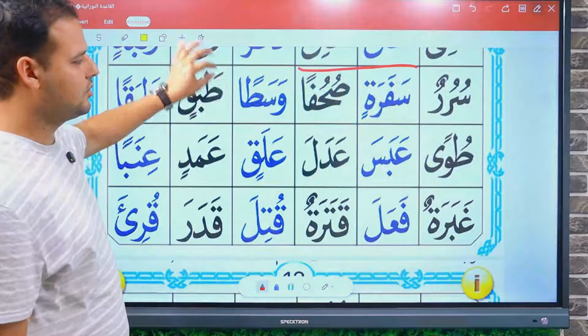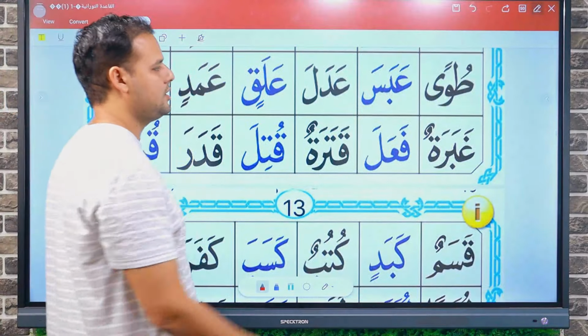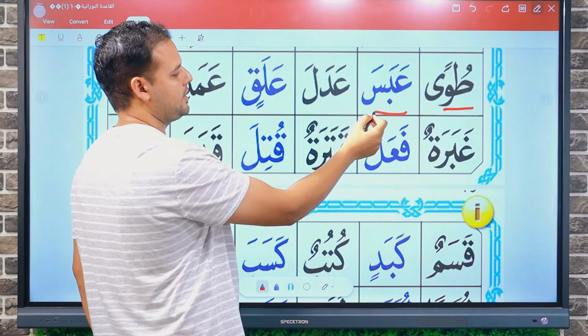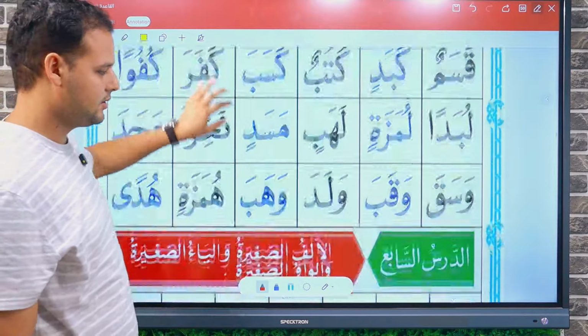Things are going to be starting to seem easier here, it is easier. Now, do you see this one? That's tuwan, the ya is silent. Abasa, adala, alaqin, amadin, inaban. Try to exercise this few lines.